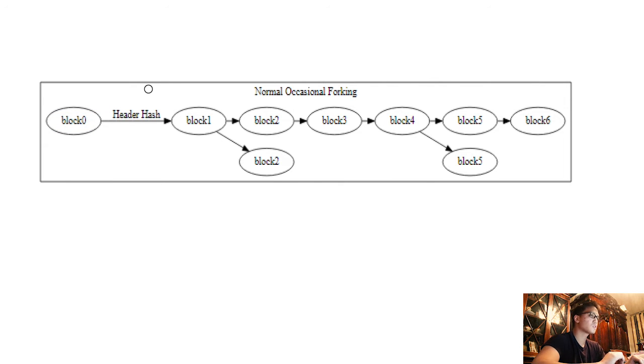Now a fork is when two or more blocks have the same block height, forking the blockchain. So in this example, block 2 currently has a forked block. And this typically occurs when two or more miners find blocks at nearly the same time. So there are two different types of forks: a hard fork, which is what is commonly referenced in the news, and a soft fork.